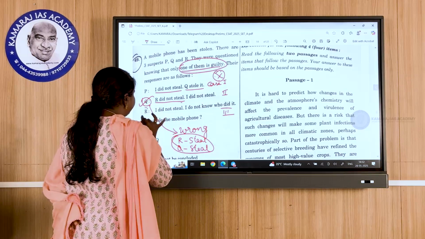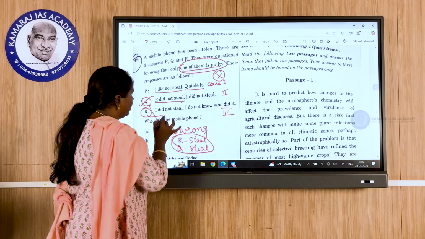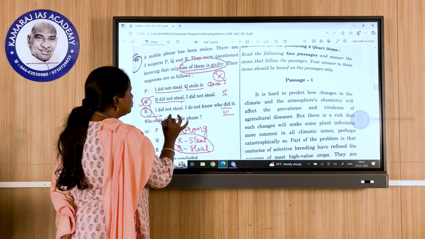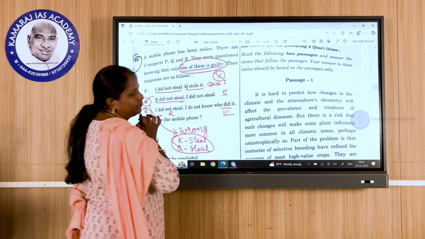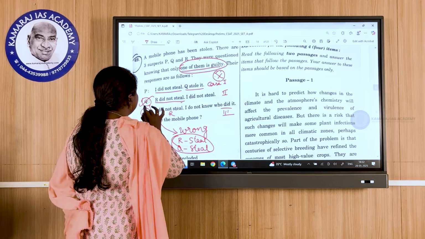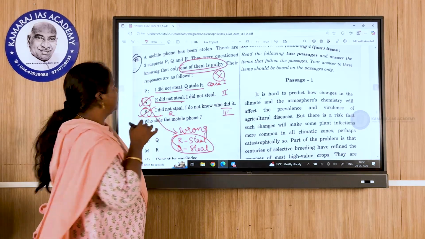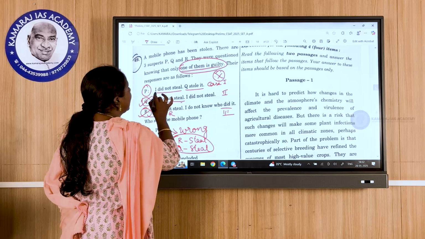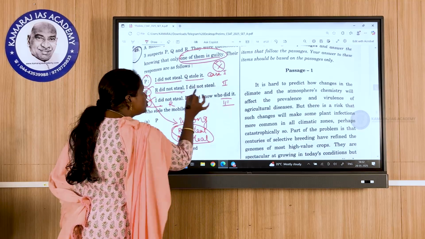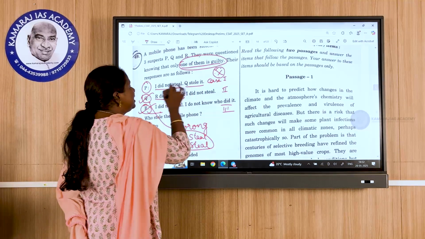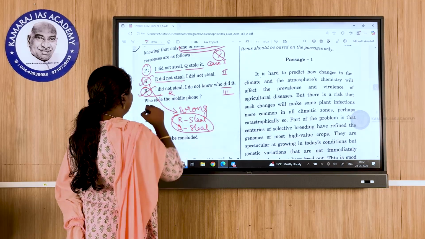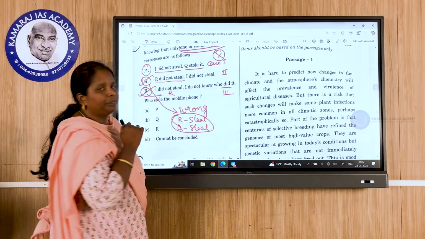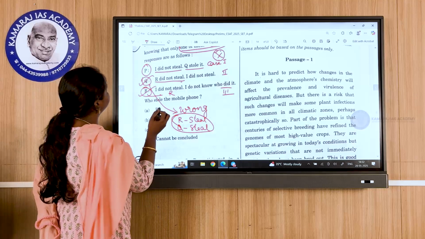If I say R's statement is wrong, so R did not steal, then R would have stolen the thing and I don't know who did it, right? So obviously this statement is also correct. So P's statement, I did not steal, Q stole it, right? And this is the lie given. So obviously who stole the mobile phone is P.